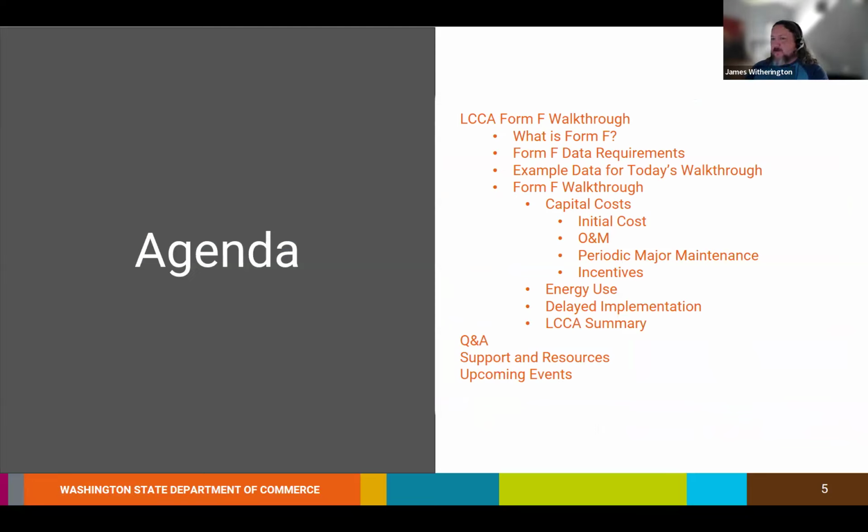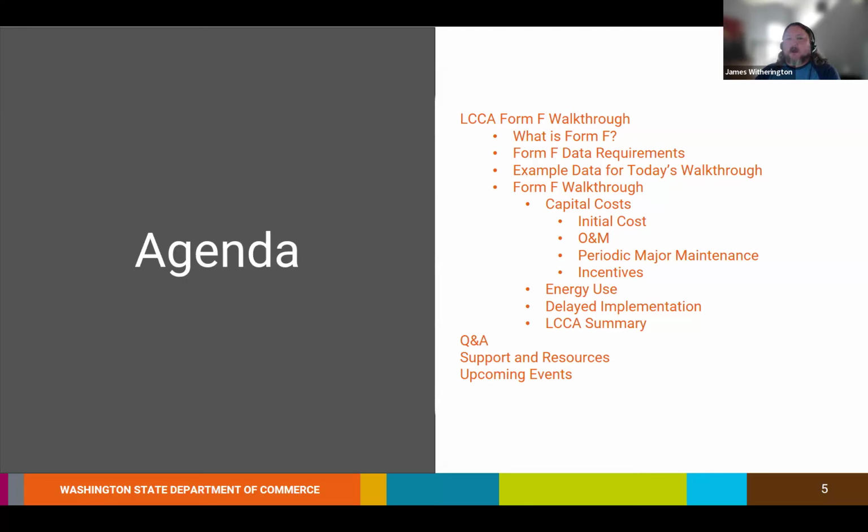Okay, today's agenda. So there's a lot on the agenda, even though this list doesn't appear to show that. But what we're going to be walking through is a general idea of what FORMAF is, the data requirements for filling out FORMAF, so the things that you should have on hand that will help make filling out FORMAF much easier. I'm also providing in this slide some example data that will feed into the FORMAF that I'm filling out today. I think many of you may already have a copy of that FORMAF if you checked your email this morning.